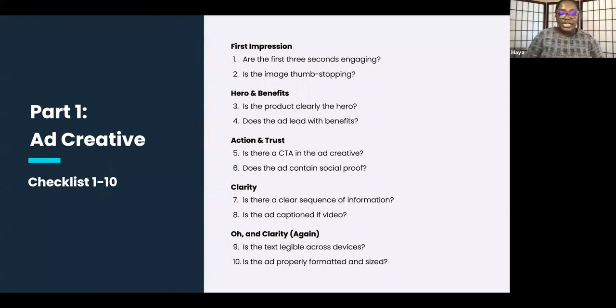Next, we move to the hero and the benefits. Is the product clearly the hero? Does this ad lead with benefits? So really think about this as in the way of how are you differentiating your product from everything else that's in the market. I am a self-diagnosed shopaholic. And so as a buyer, I want to know why I should buy your makeup, your deodorant, your skincare, your clothes over the ones that I've been buying for years that I trust.